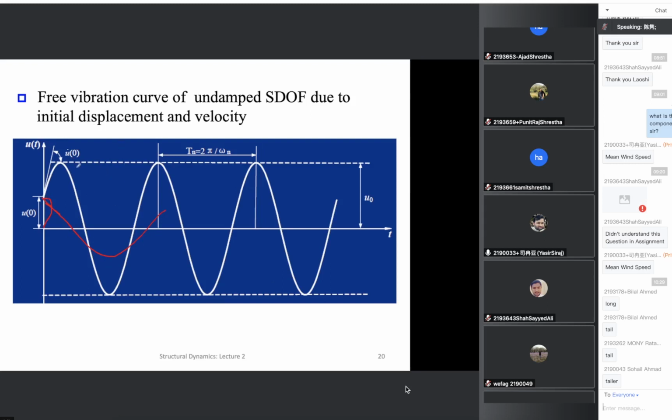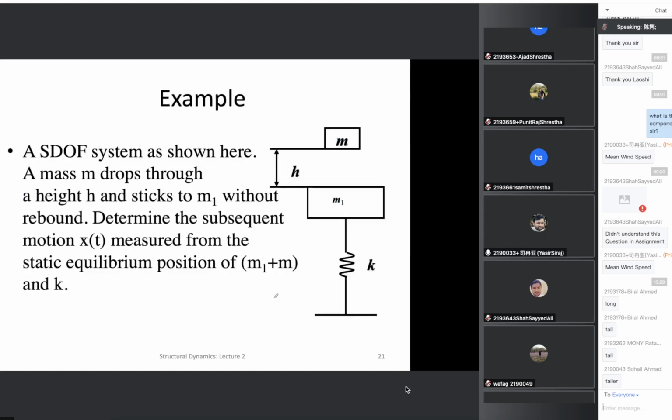And you can see, because there is no damping, the amplitude of the vibration will not decrease with the increase of time. We have a vibration period here, from this peak to this peak. This is Tn. And from this bottom to this bottom is also Tn. So it repeats itself. It's a periodical vibration.